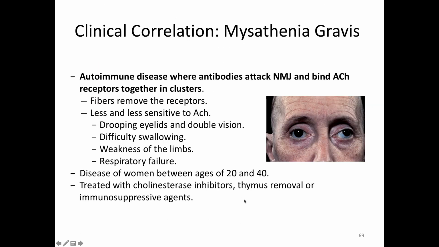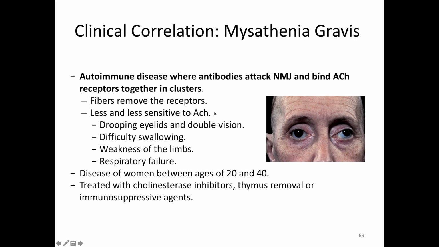Myasthenia gravis is an autoimmune disorder. So in this one, it's not congenital or hereditary, but rather the individual's immune system, so their white blood cells and antibodies and such, attack things that are supposed to remain unattacked, in this case, the neuromuscular junction. So they bind to acetylcholine receptors and remove the receptors. So they treat acetylcholine receptors as a foreign invader to be destroyed. So with removal of these receptors, you get less and less sensitivity to acetylcholine.